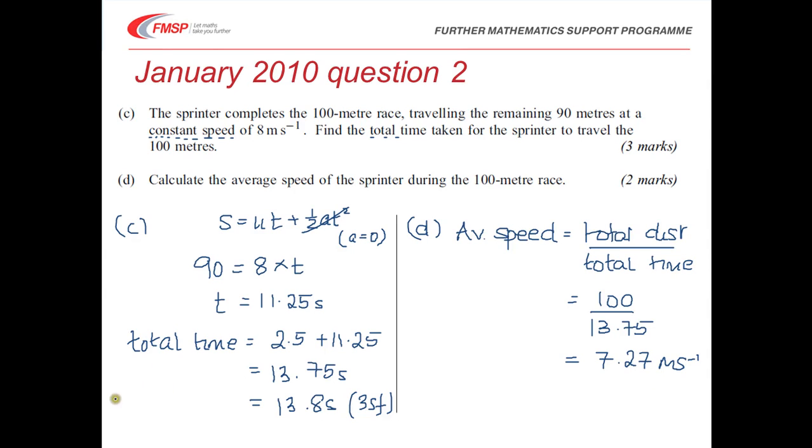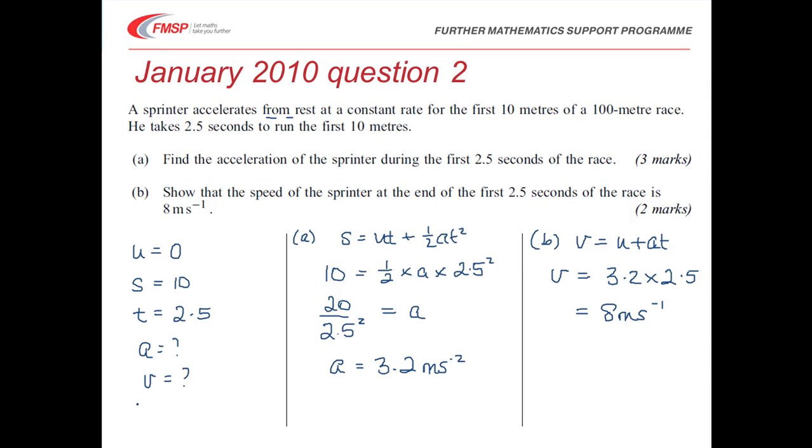So there were 10 marks of the question altogether, so let's just go back and have a little look at how those marks were actually awarded throughout. So in that first part, part A, there were 3 marks. So you got a method mark for using s equals ut plus a half at squared, and then you got an accuracy mark for substituting it all in, and another accuracy mark for getting the answer here.